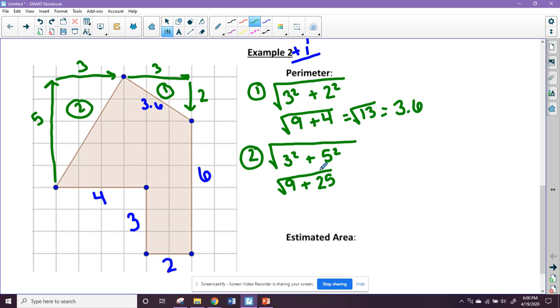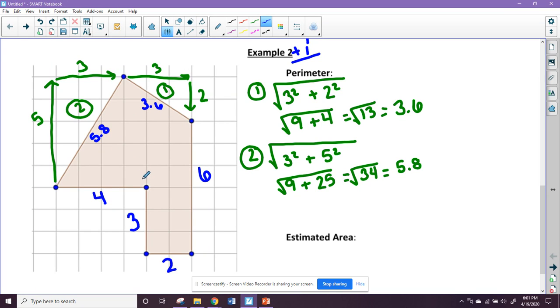9 plus 25 gives us 34. We have to find the square root of 34. So by using your calculator, calculate the square root of 34. And that rounded gives us 5.8 for our side length. Let's go over and mark it 5.8.